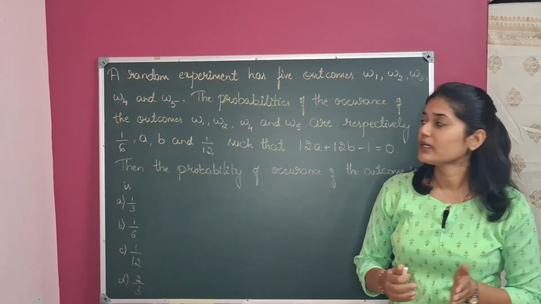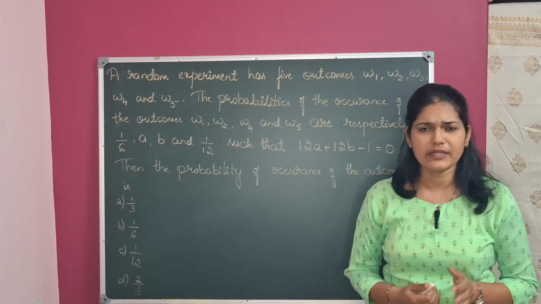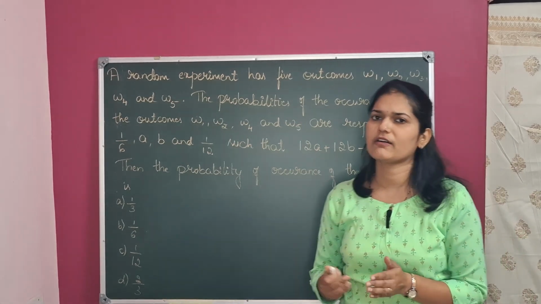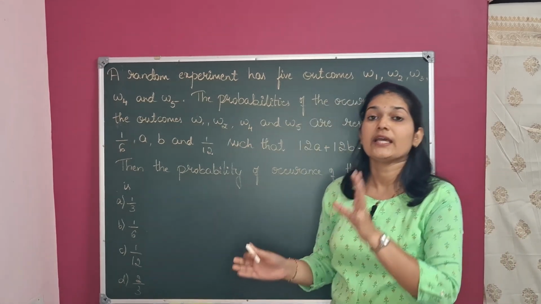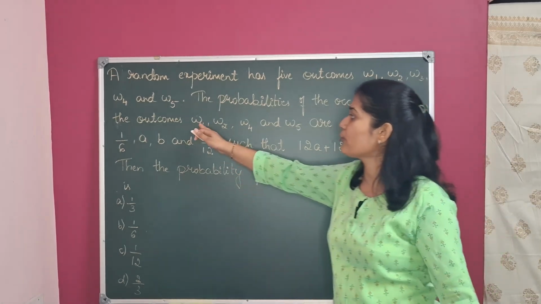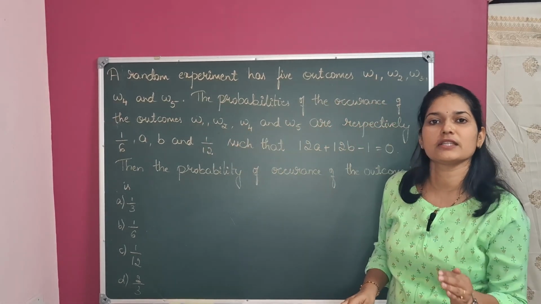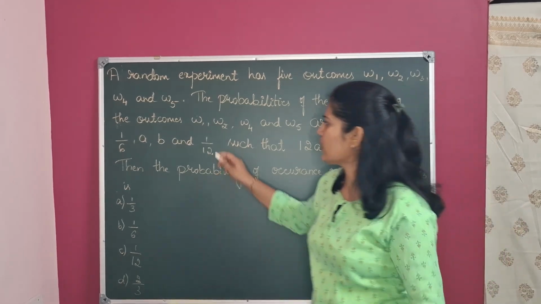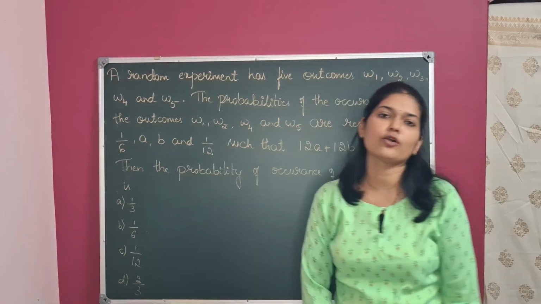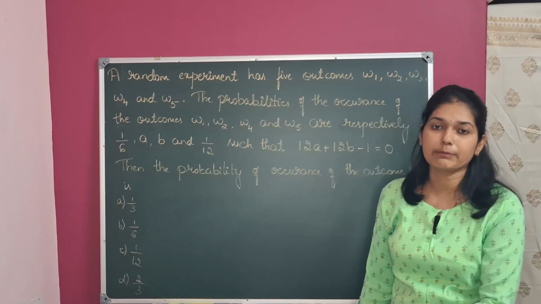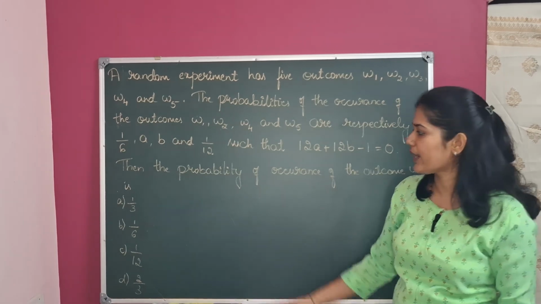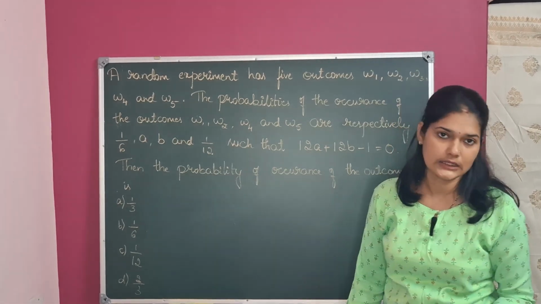In this problem, they have given the random experiment having 5 outcomes omega 1, 2, 3, 4 and 5. They have given the probabilities of omega 1, omega 2, omega 4 and omega 5 where omega 3 is missing. And the probability of omega 2 and omega 4 are given as A and B. Then we have to find the value of omega 3.